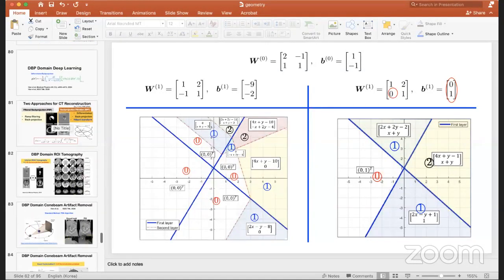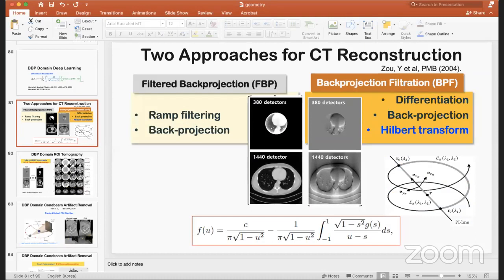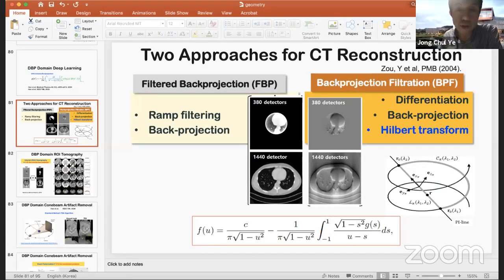Okay, I'm very interested in how to learn the FBP, because you need to do the inverse FFT, something like that. In fact, we do not learn the FBP. We just use the analytic part as it is.